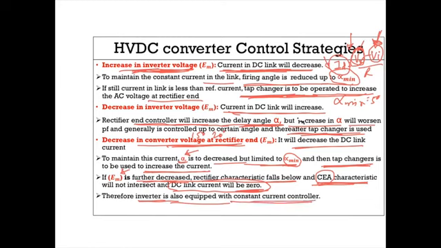So what we understand is that the rectifier under normal condition operates as a constant current controller, while the inverter is operated to control the DC voltage. And since there is a possibility that the rectifier side voltage may decrease substantially, it is necessary that the inverter should also be equipped with a constant current controller.